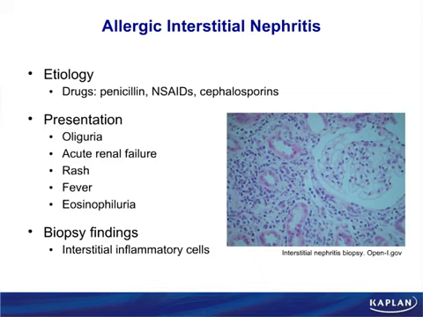On biopsy, you will see inflammatory cells in the interstitium. This is a disease of the interstitium. Usually, the tubules on biopsy will not be affected. So if you look on biopsy, the tubules will be unaffected, but you will see inflammatory cells in the interstitium, and they will recover when you stop the offending agent.